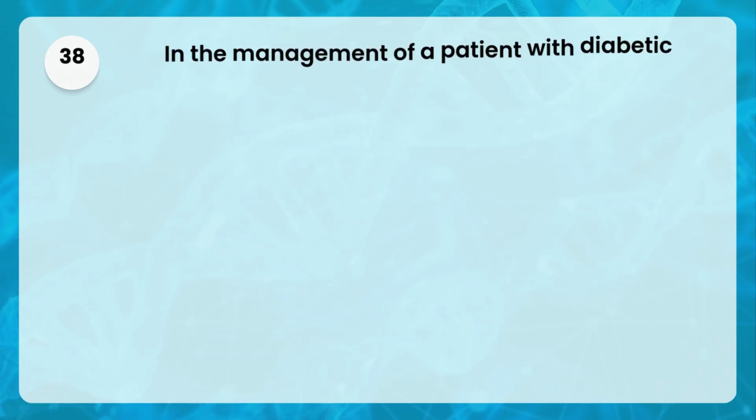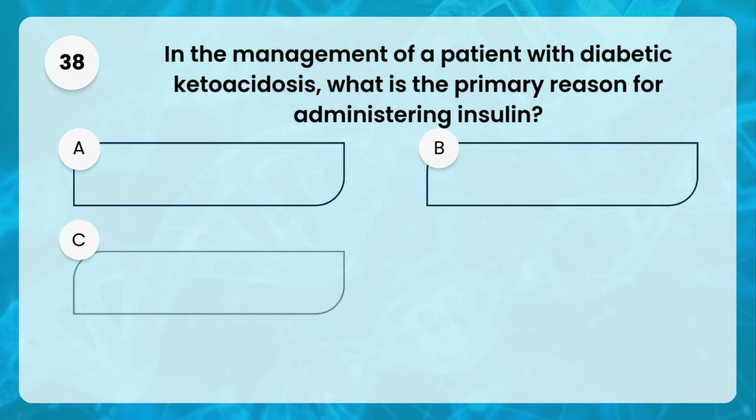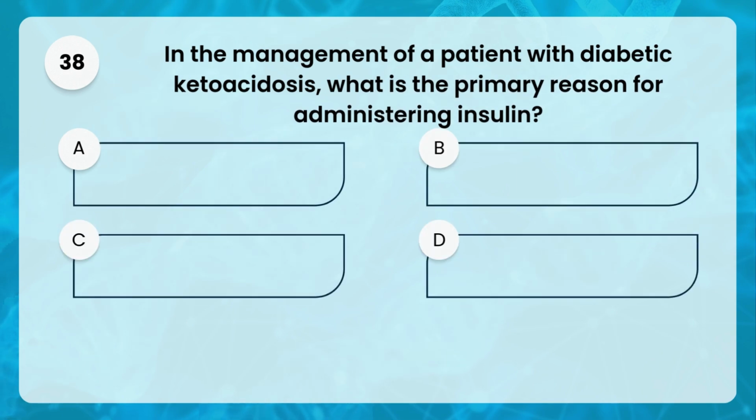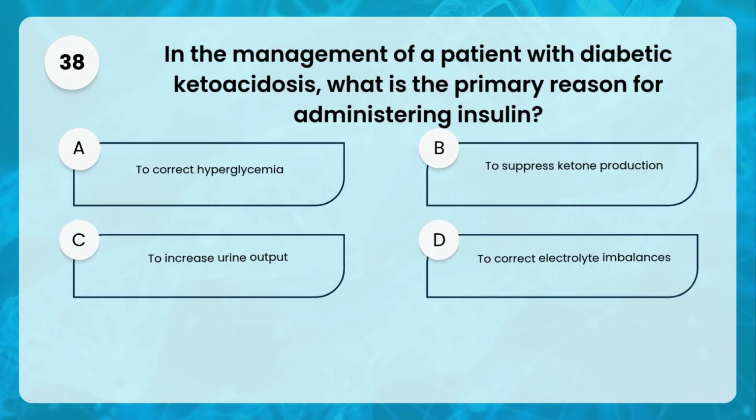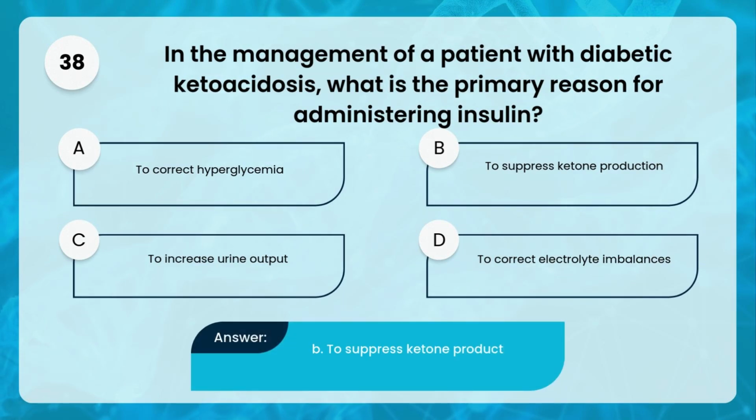38. In the management of a patient with diabetic ketoacidosis, what is the primary reason for administering insulin? A. To correct hyperglycemia. B. To suppress ketone production. C. To increase urine output. D. To correct electrolyte imbalances. The answer is B. To suppress ketone production.